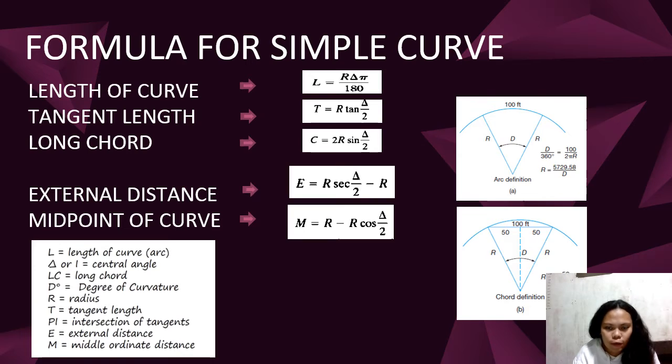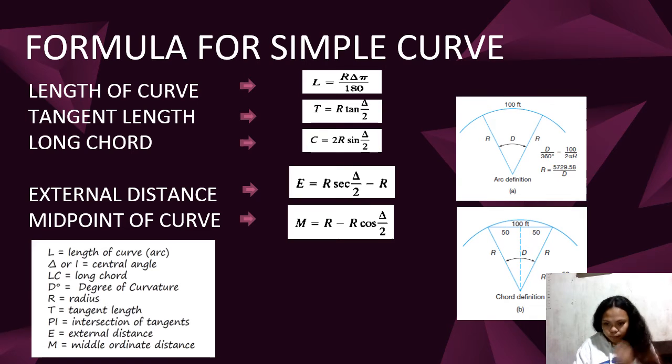So these are the formulas of the simple curve. First is the length of curve, which is L equals radius times central angle times pi over 180. Then the tangent line, which is T equals radius times tangent delta over 2. Then the long chord, which is C equals 2 times radius times sine delta over 2. In external distance, we have E equals radius secant delta over 2 minus radius. Then in middle ordinate of the curve, we have M equals R minus R cos delta over 2.